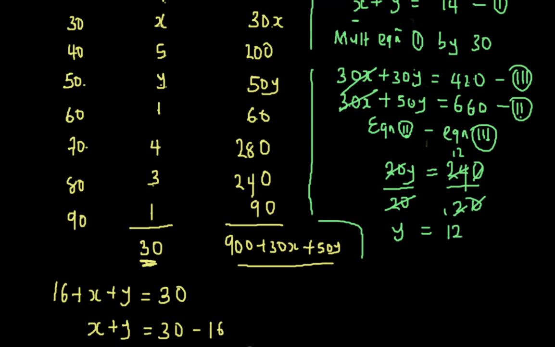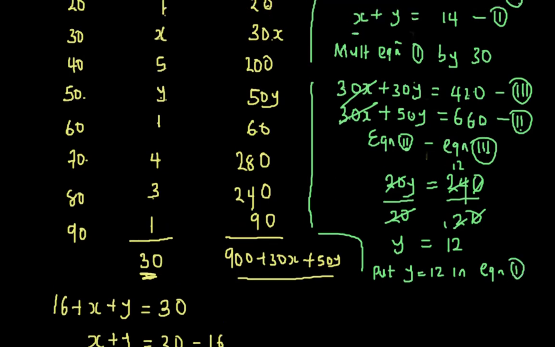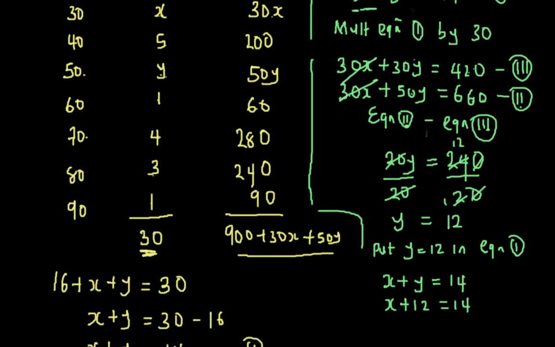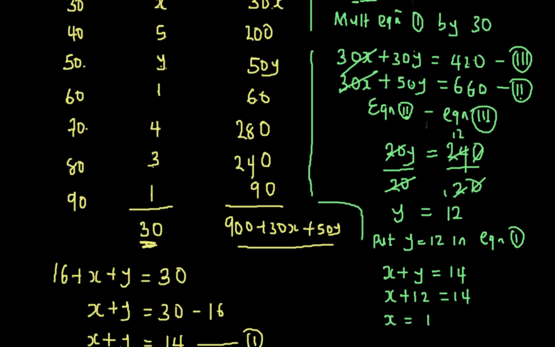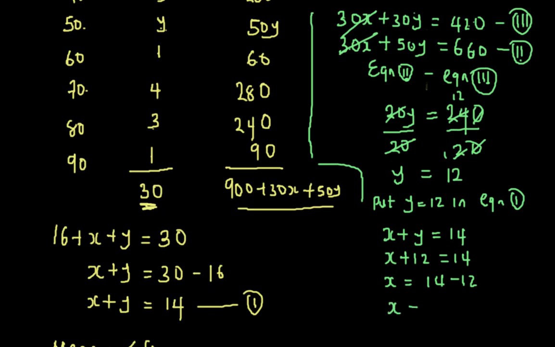Does this make sense? To find x, we put y equals to 12 in equation 1. And what is equation 1? x plus y equals to 14. Anywhere I see y, I call it 12. So I have x plus 12 equals to 14. I collect like terms. So x will be equals to 14 minus 12. 14 minus 12 is 2. So x equals to 2, and this is my answer. So x equals to 2 and y equals to 12. I hope you understand.